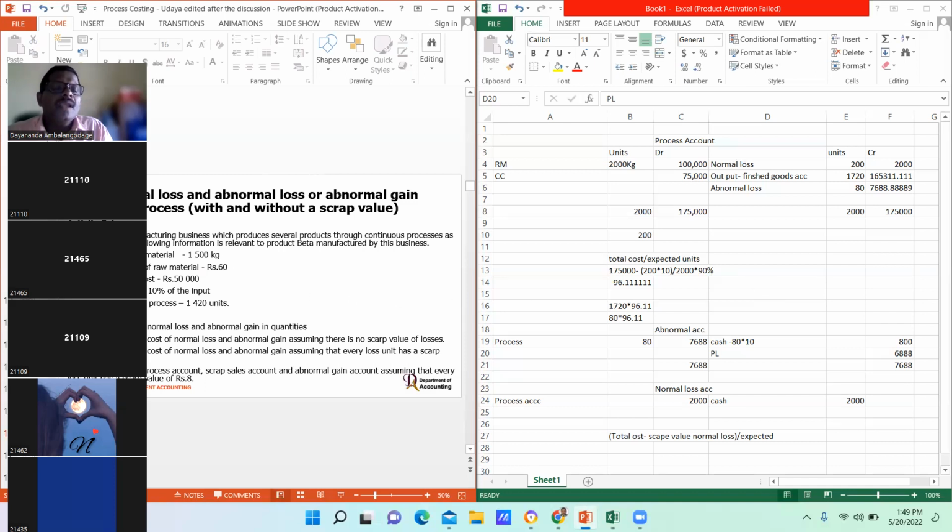Okay. Candy PLC is a manufacturing business which produces several products through continuous processes as large batches. The following information is relevant to the product Beta manufactured by this business.